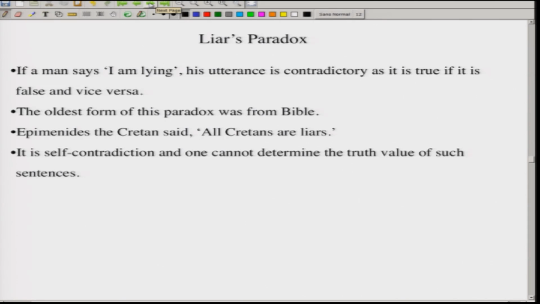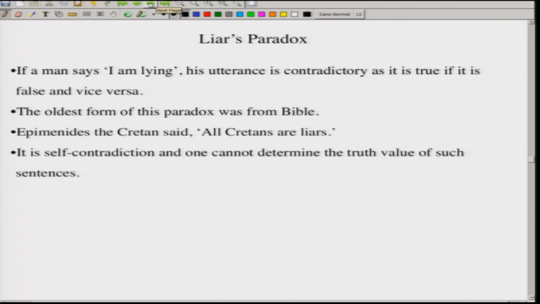What is it? For example, a man says, I am a liar, or I am lying. Now, this sentence is true only if it is not true. Look, here you can see the similarity. This is an ordinary language counterpart of Russell's paradox.